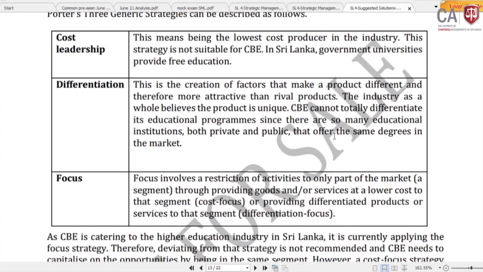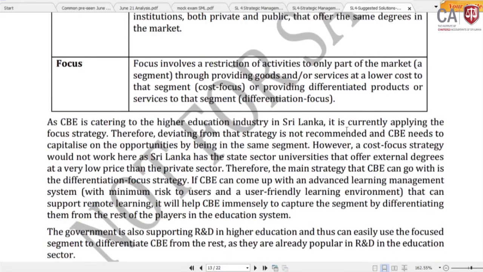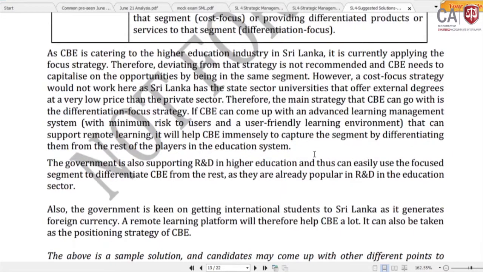Focus involves a restriction of activities to only part of the market, a segment, through providing goods and/or services at a lower cost to that segment, which is cost focus, or providing a differentiated product or service to that segment. Yes, two options are there. One is cost focus, the other one is differentiation focus. So differentiation focus is more appropriate for them.